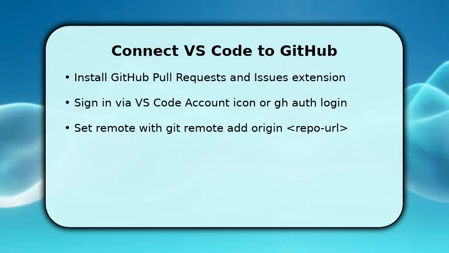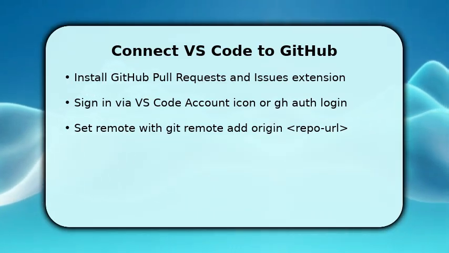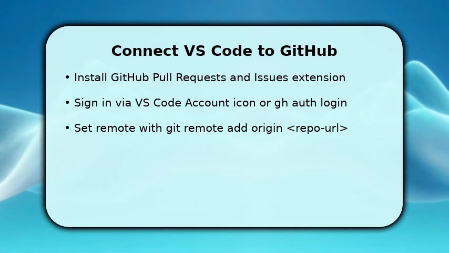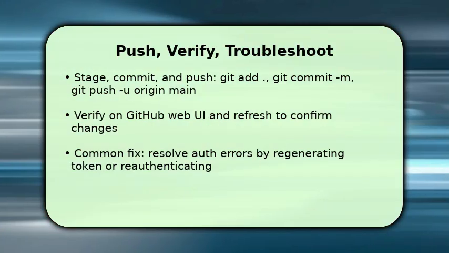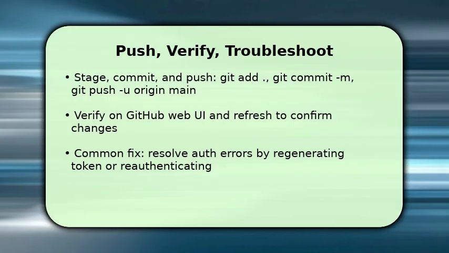After adding the remote, run git fetch and git pull to sync history, so pushes and pulls operate without conflicts. Finally, stage and commit changes locally, then push to GitHub with git push -u origin main to establish tracking. Once pushed, verify your commit appears in the GitHub web UI and confirm branch protection or CI checks if present.